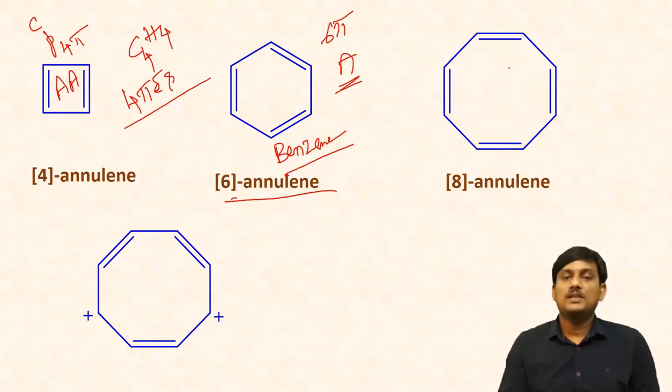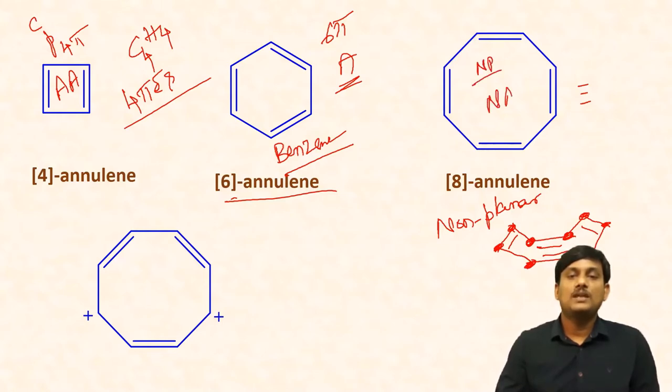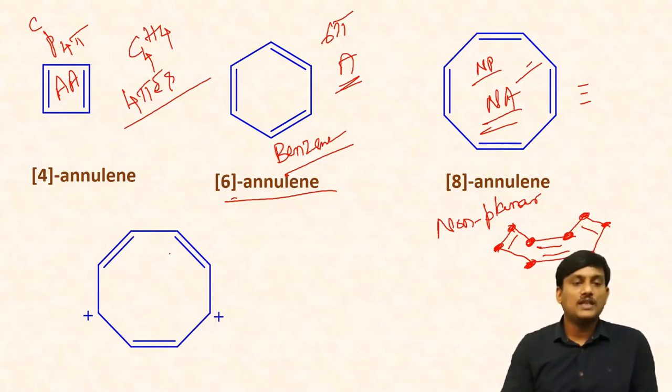If you take 8-annulene, the actual shape of 8-annulene is a tub shape. These are the double bonds. So this one is non-planar. These four carbons are in plane, these four carbons are in plane, and these two and these two carbons are out of plane. So this one is non-planar, so it will be non-aromatic. So 8-annulene is non-aromatic. This one is not annulene.